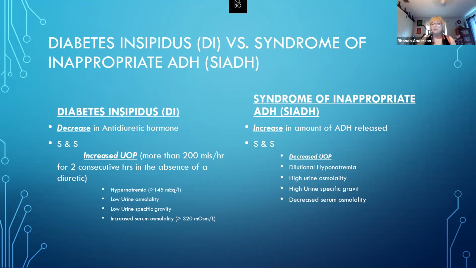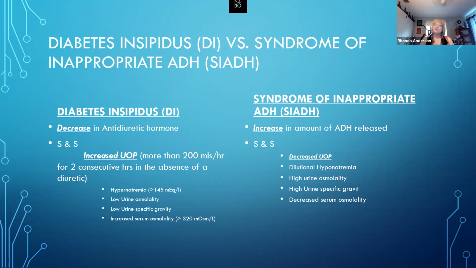With syndrome of inappropriate antidiuretic hormone, inappropriate meaning I have too much antidiuretic hormone that's been released, then I hold on to water. Antidiuretic, I hold on, antidiurese. So with these, I get a decreased urine output. So I'll see a dilutional hyponatremia, a high urine osmolality, because I'm not going to be putting out that much urine, and a high urine specific gravity, because it's going to be very concentrated.